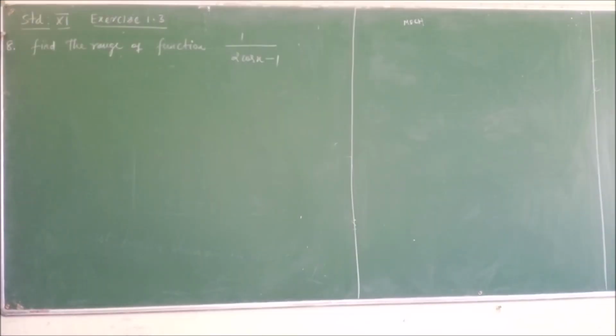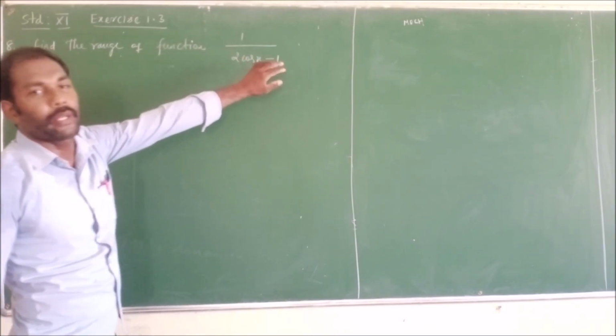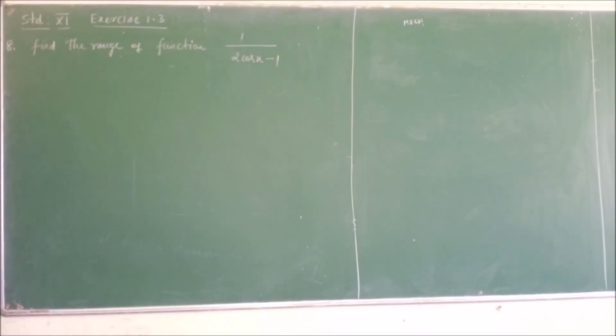Problem number 8. Find the range of the function 1 by 2 cos x minus 1. So you see the solution.